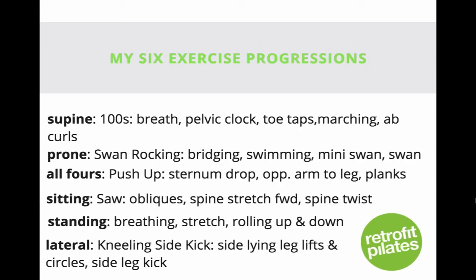So this week, I'm going to show you the 6 progressions that I came up with. That was your homework for last week. For supine, I chose hundreds. For prone, swan rocking. All fours, I chose push-up. Sitting, I chose swan. And for standing, I decided to do some breathing, stretching, and rolling up and down. And for lateral, I decided to do kneeling side kick.